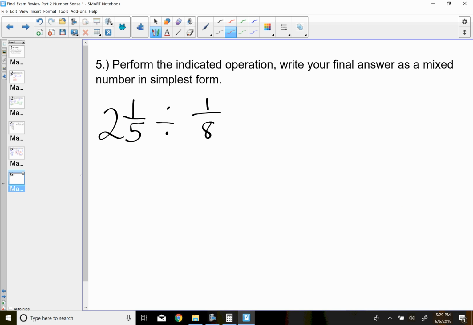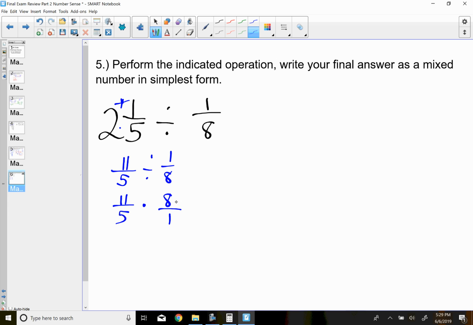Here's your division question. The new piece is this first part, 2 1/5. I can't use the dividing fractions song. It works for fractions and not mixed numbers. So our first step is to rewrite this guy as an improper fraction. So fifths, 5 times 2 is 10, plus 1 would be 11. So I have 11 fifths divided by 1/8. So dividing fractions, easy as pie. Flip the second fraction and then multiply.